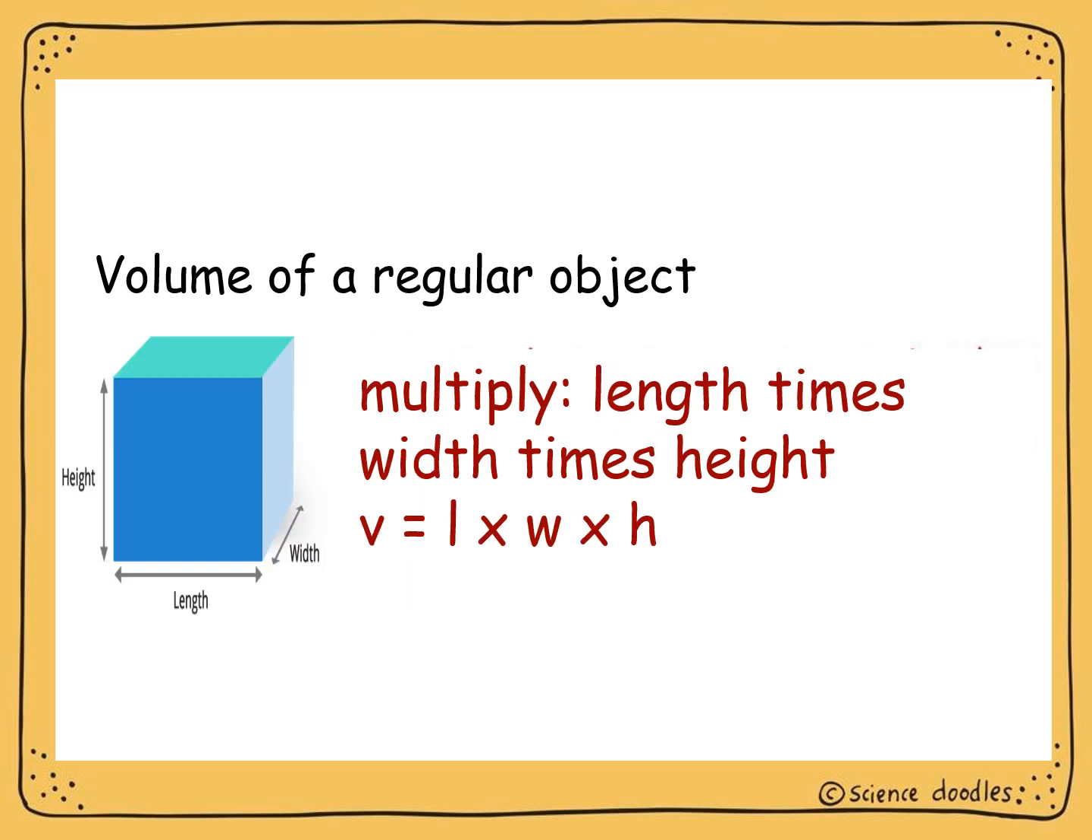If we want to find the volume of a rectangular object, we have to do it differently. We can't pour a cube into a graduated cylinder. So we have to find it by multiplying the length times the width times the height. So the volume of the cube represented would be length times width times height. One thing to remember is you can only use this formula for a regular shaped object, something that has a defined length, a defined width, and a defined height.